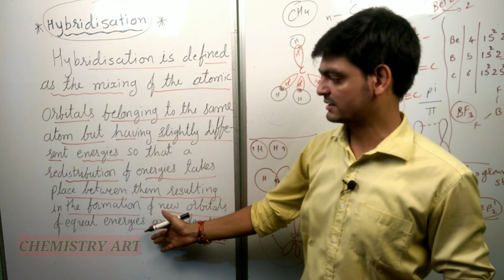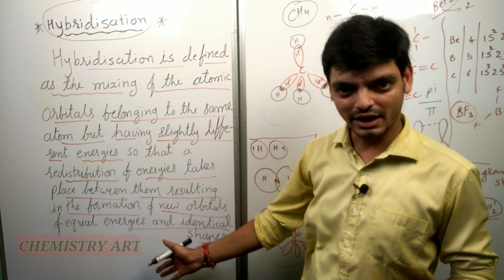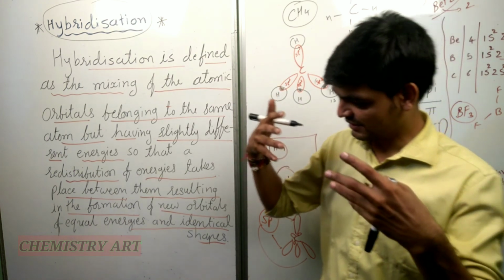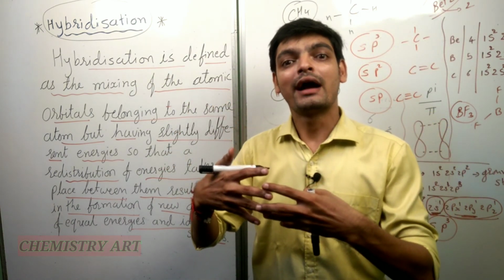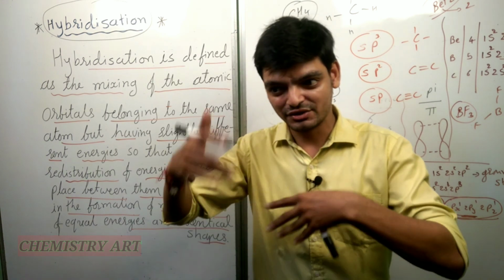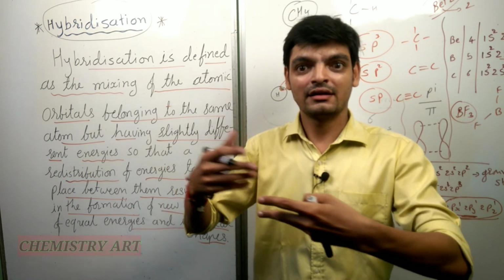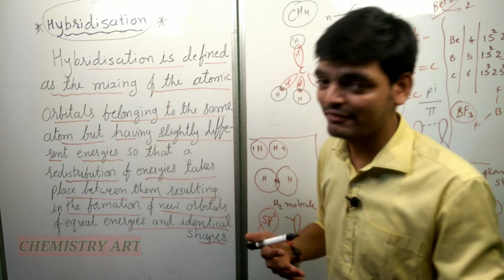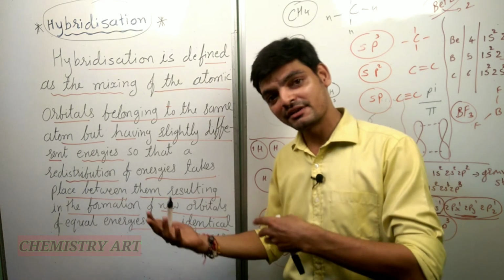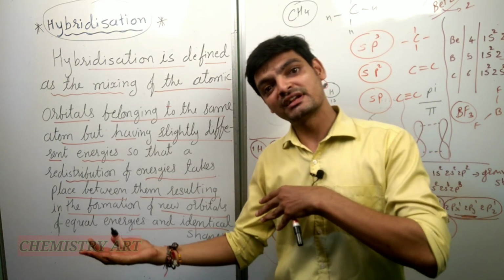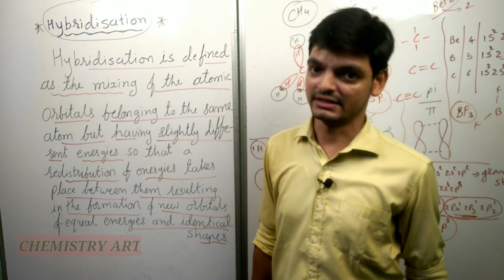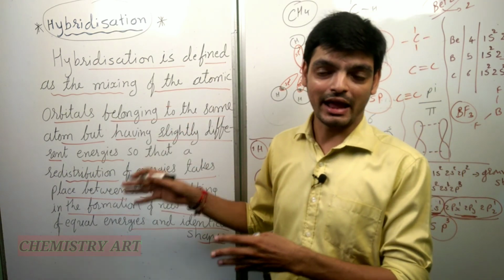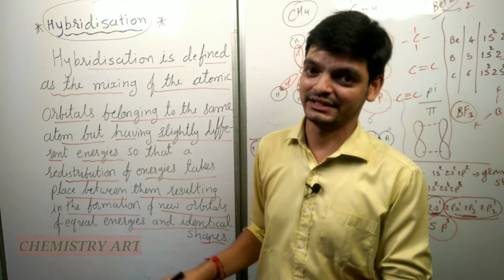And please note down, this is a definition which is very important. Again, the short definition is: mixing of atomic orbitals of an atom and formation of new orbitals which have the same energies. The orbitals which intermix have different energies, and they will intermix and form the same number of orbitals, and it is called hybridization. And it is very important to understand molecular shapes and the valence bond theory.